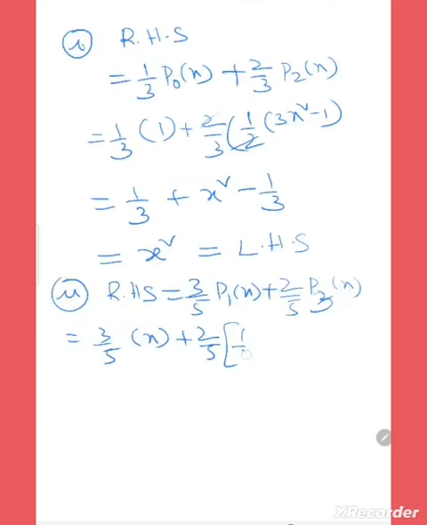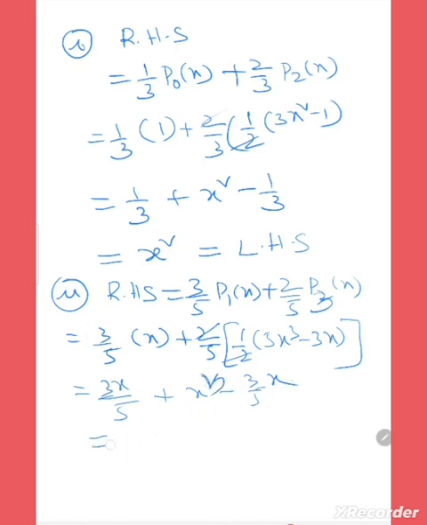So half of 5x cube minus 3x. So this is equal to 3x by 5, 2 gets cancelled, 5 cancels, plus x cube minus 3/5 of x. 3x by 5 minus 3x by 5 is 0, plus x cube, so x cube is equal to the LHS. So in these cases, take the RHS value and prove the LHS value.